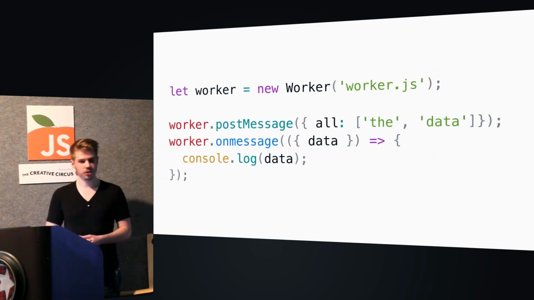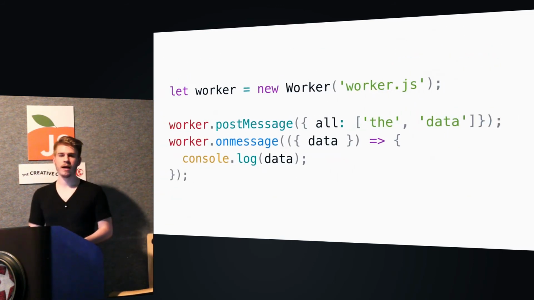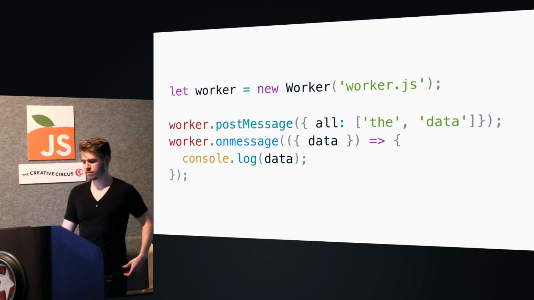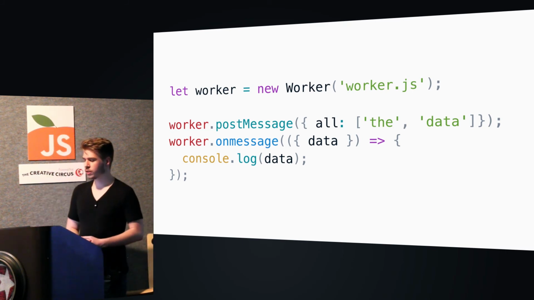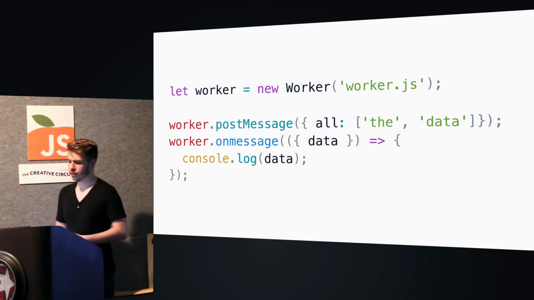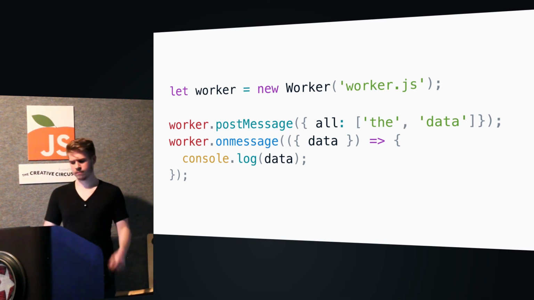Well, web workers are essentially that. They're a standard web API for creating background threads. Now to create a web worker, all we have to do is invoke the worker constructor and give it the path to the JavaScript code that will execute with its own dedicated scope and its very own event loop, completely isolated from the main thread, which is what we normally work in.